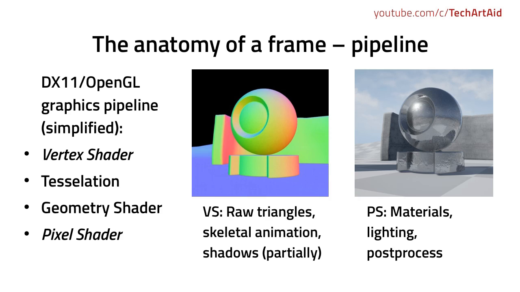Now the simplified graphics pipeline on DirectX 11 and OpenGL looks like this. We start with providing vertices to the vertex shader. It does its transformations. Then comes the tessellation phase, then the geometry shader, which is the only one we have no direct access to as an artist in Unreal Engine. And last comes the pixel shader, which is responsible for materials, lighting, and post-process.